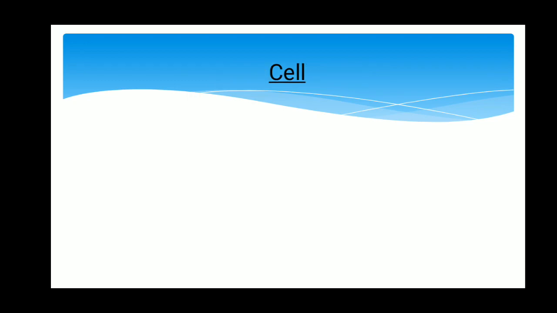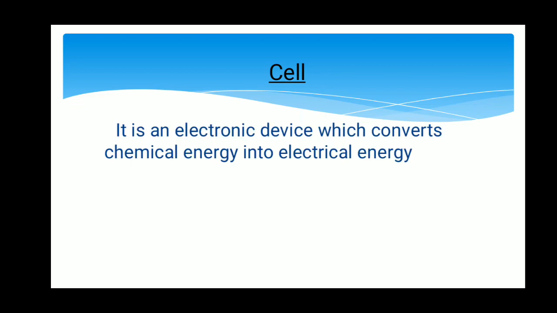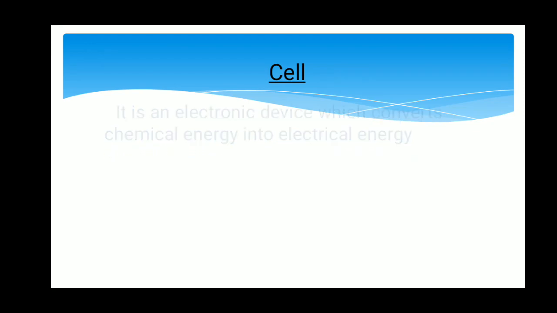Cell. It is an electronic device which converts chemical energy into electrical energy. The symbol of a cell is shown in the figure. It consists of two parallel vertical lines, one thin and long and the other thick and short. The longer vertical line represents the positive terminal of the cell, whereas the shorter vertical line represents the negative terminal of the cell.